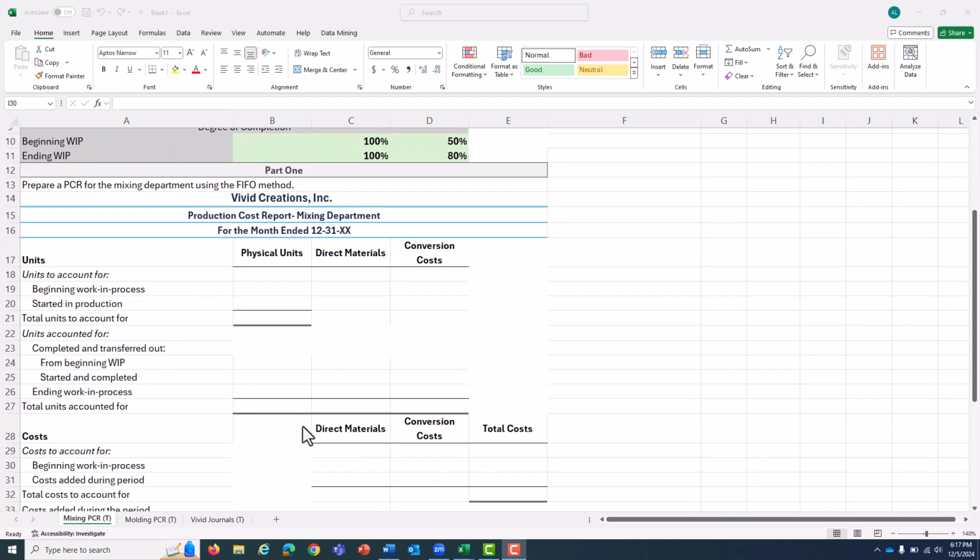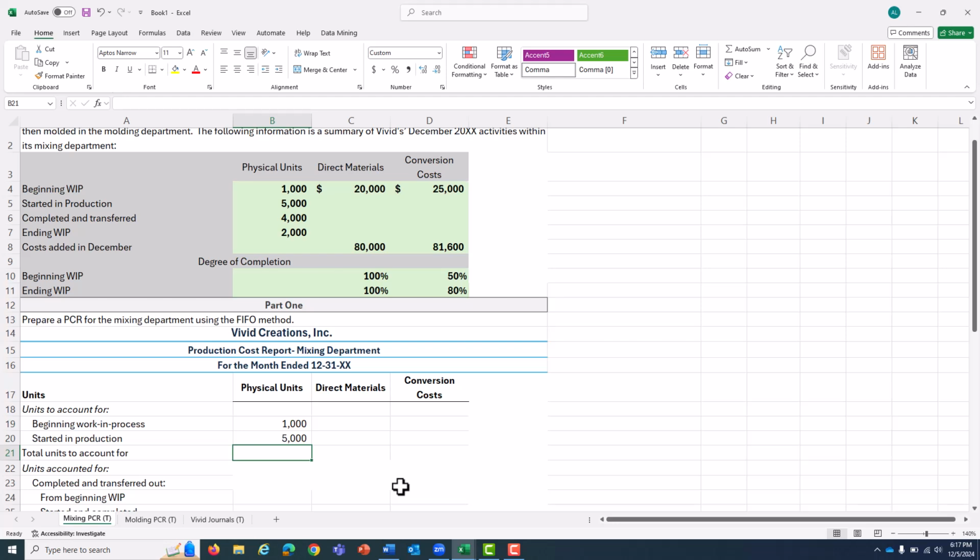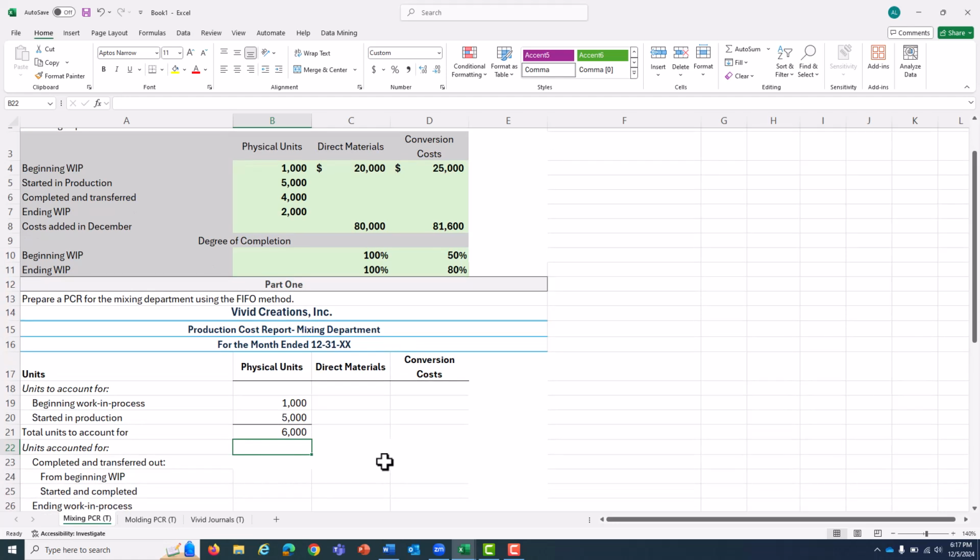So we're going to start the same way that we always do, with our physical units that we have. How many units were in the beginning WIP of the mixing department? Well, it's given in the information that there were 1,000 batches worth of crayons that were being worked on when the period began. And during the period, Vivid Creations started production of another 5,000 batches. So there's 1,000 here before the period started, and another 5,000 came in during the period. That is a total of 6,000 batches of crayon mixture that Vivid Creations has to account for. They have to figure out where these 6,000 batches ended up.